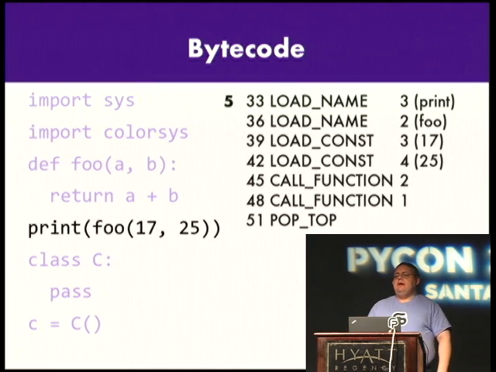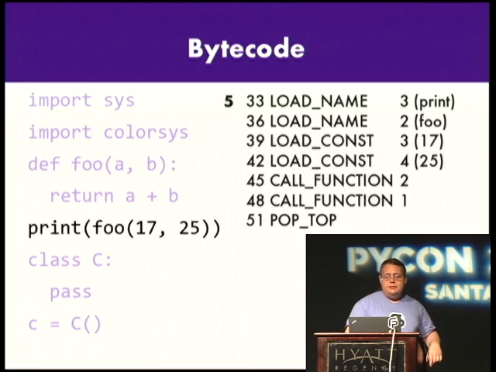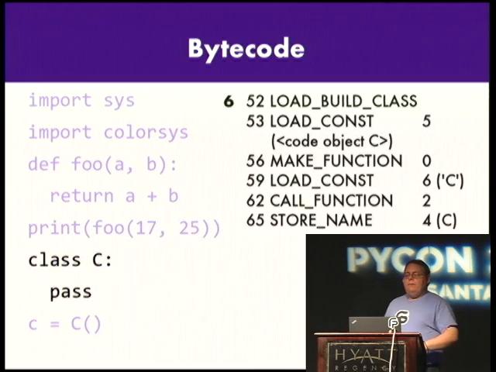The next instruction is pop top. Every time you call a function in Python, it returns a result. If you're not interested in the result, as we are not interested in the return value of print here, we just throw it away. So pop top just pops the top value off the stack and ignores it, and just dereferences it. So next, we bind a class.